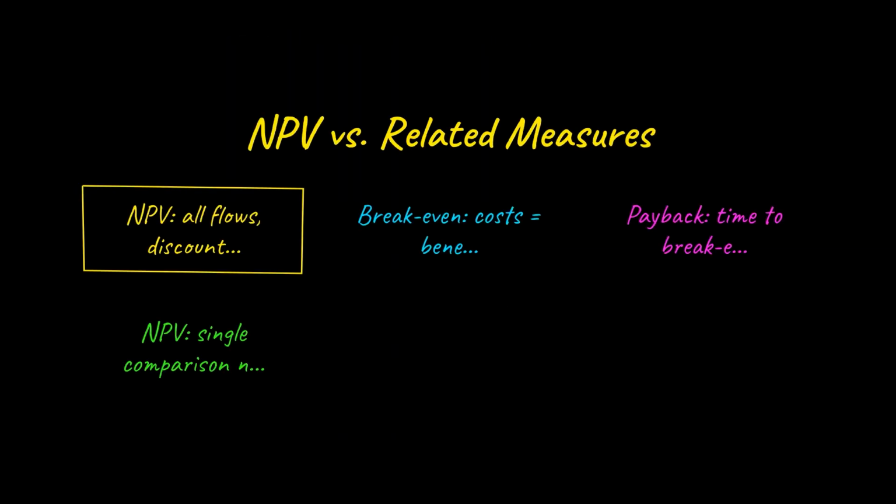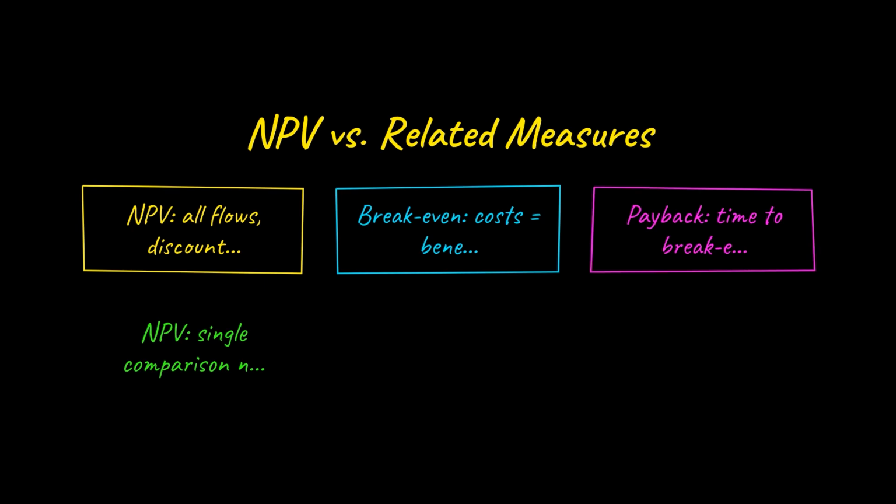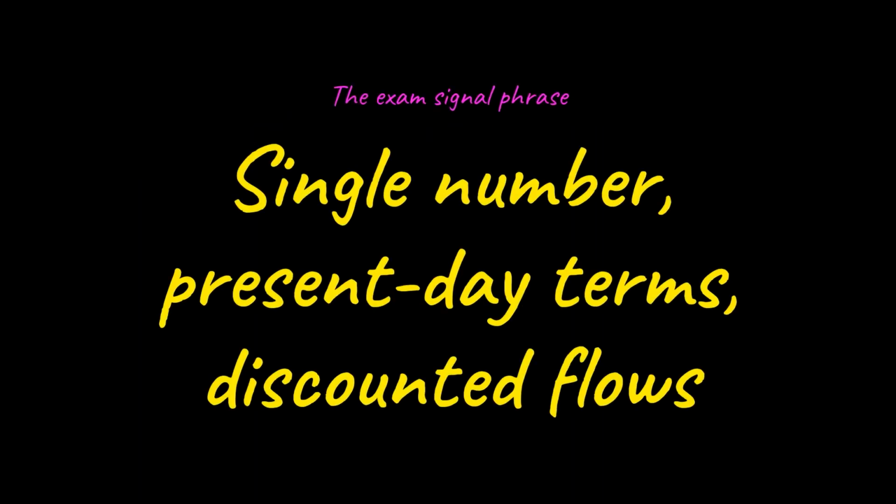A common exam trap is confusing NPV with break-even point and payback period. Break-even is the moment cumulative benefits equal cumulative costs. Payback period is how long that takes. Only NPV accounts for every cash flow across the investment's lifetime and adjusts each one for time value. When an exam stem mentions a single number for comparing investments, present-day terms, or discounted future cash flows, the answer is net present value. It is the tool that gives investment decisions an analytic foundation across different timelines.